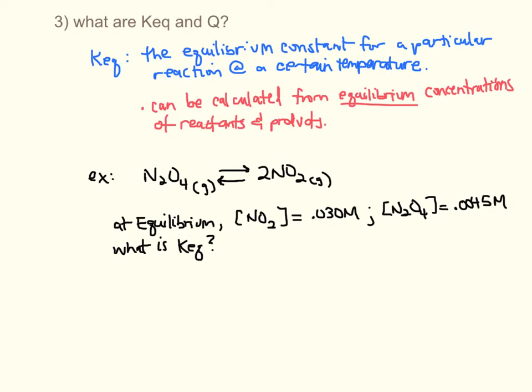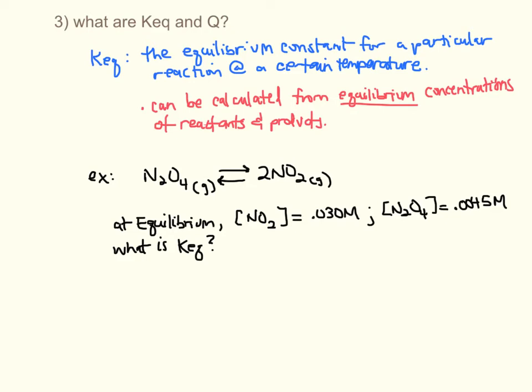All right, so again, you can calculate Keq from equilibrium concentrations of reactants and products. So what that means is that the only time you can calculate Keq is once the system has reached equilibrium. And at that point you will know, or you might be given, or you can test the system, and you can get concentrations of your reactants and your products. So for example, this reaction, we've got these concentrations of our product and our reactant at equilibrium. So we know equilibrium has been reached. And we're asked to calculate Keq.